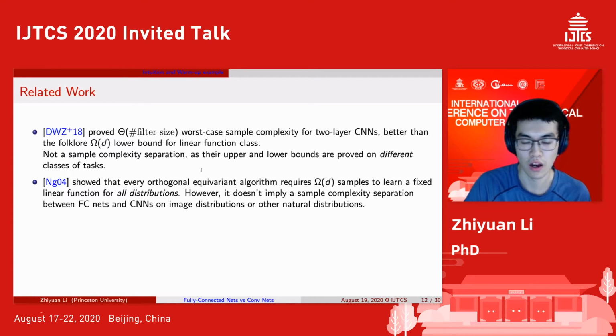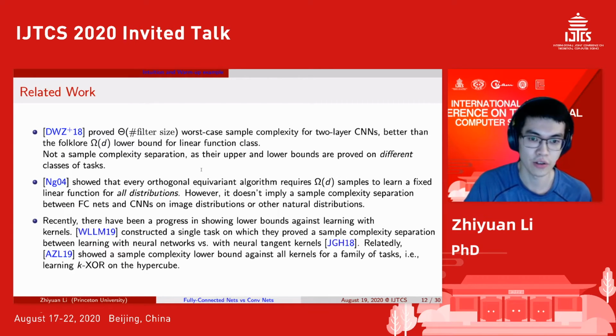However, this distribution is the distribution used in the proof of the sample complexity lower bound using VC dimensions, so it can be very unnatural and artificial. So it doesn't imply a sample complexity separation between fully connected neural nets and CNNs on image distributions or other natural distributions.